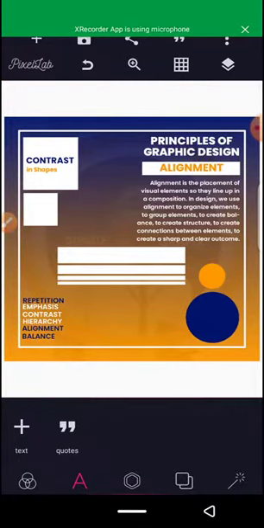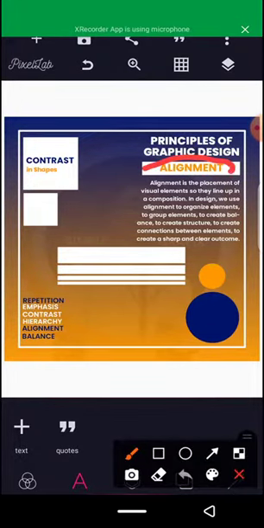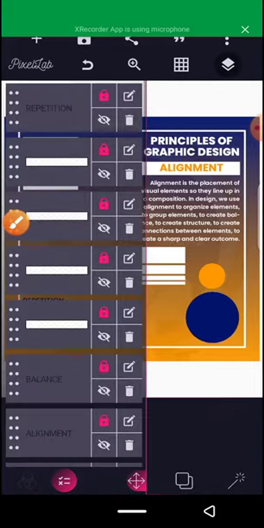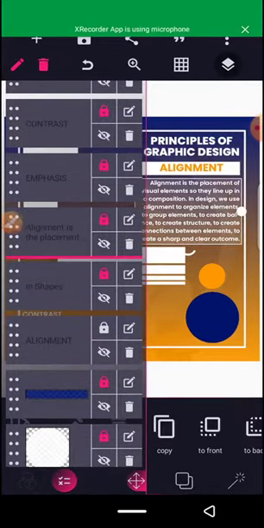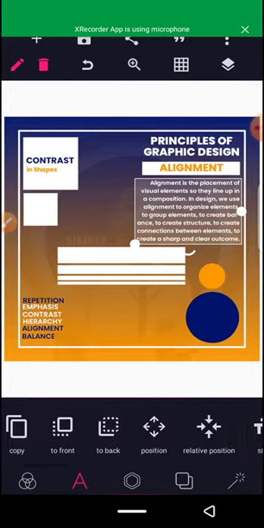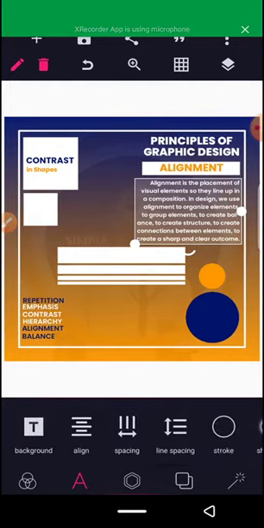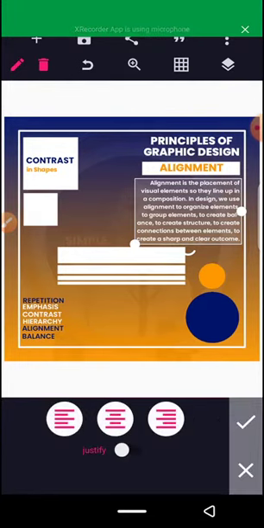So the next one we're going to talk about is alignment. Looking at the definition, alignment is the placement of visual elements so that they line up in a composition. The composition can either be right alignment or left alignment. And when you go to the alignment tools here, you can go to the left, to the right, or to the middle.